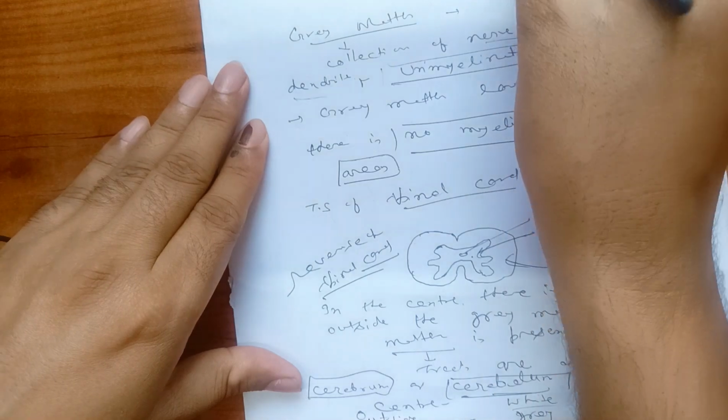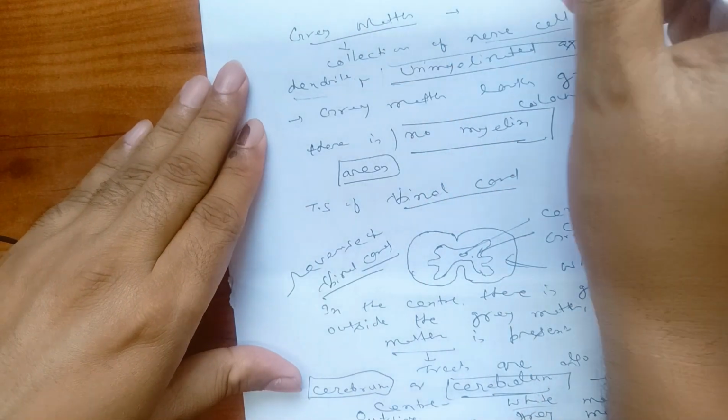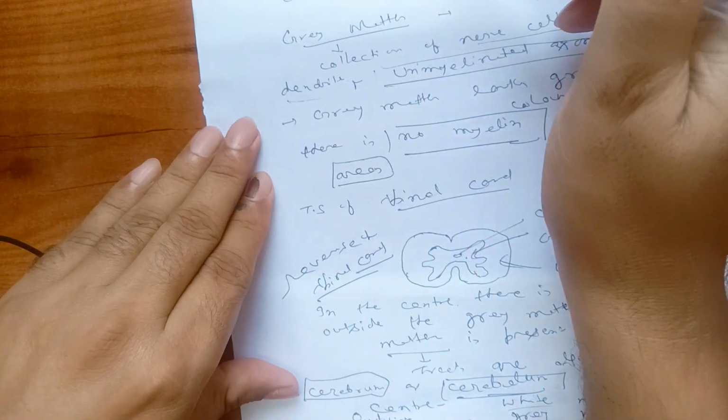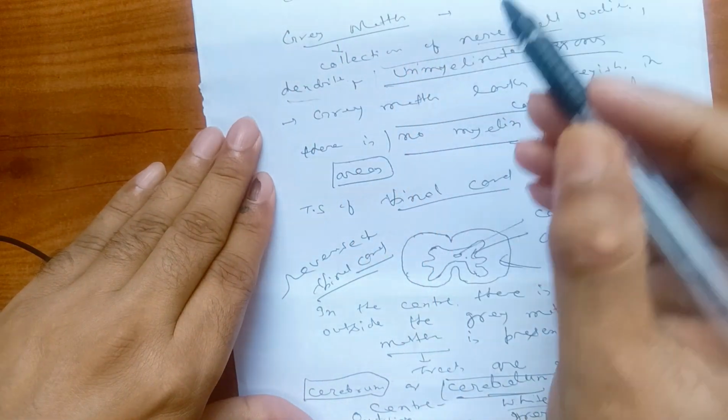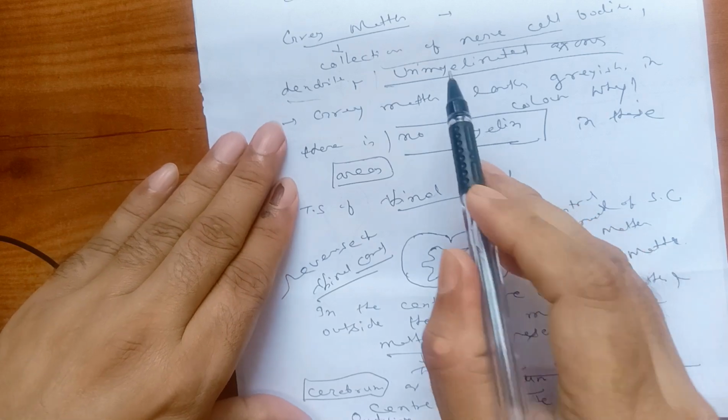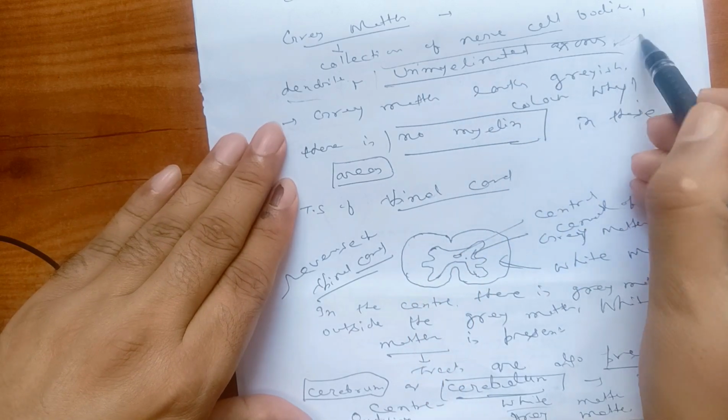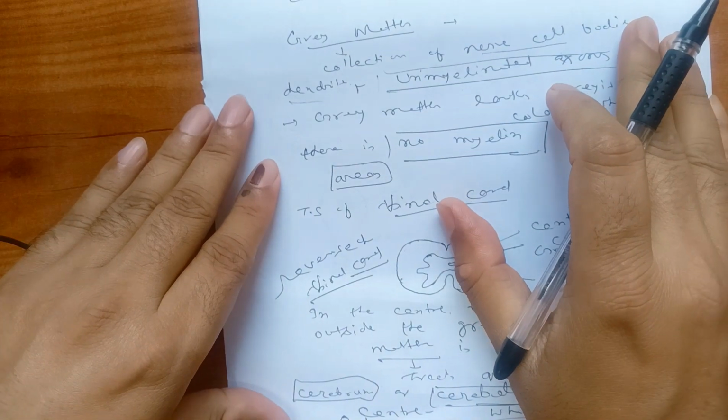And we see that in the whole of the brain and the spinal cord, gray matter and white matter are present. White matter is white because of the myelination, and gray matter is gray because of the unmyelinated region. This is all about the gray matter and the white matter.